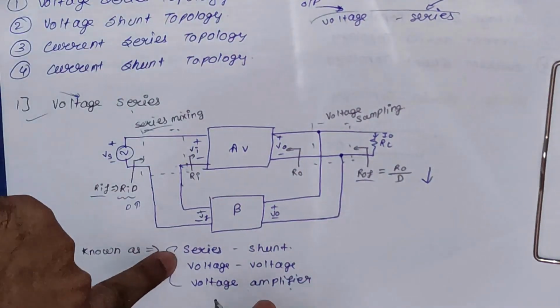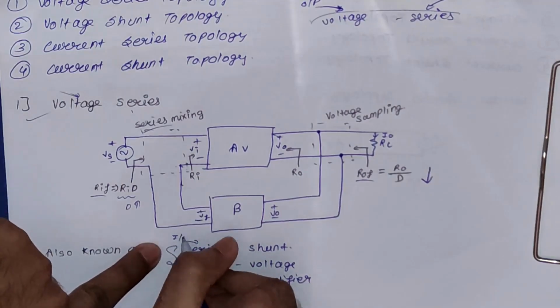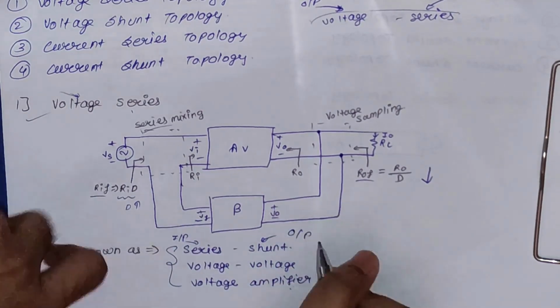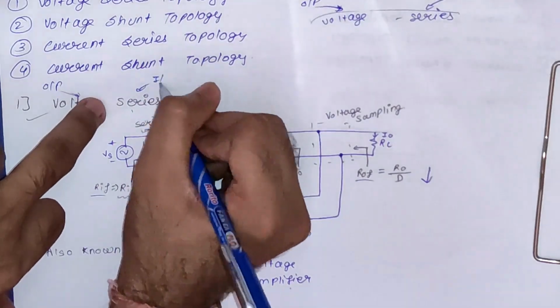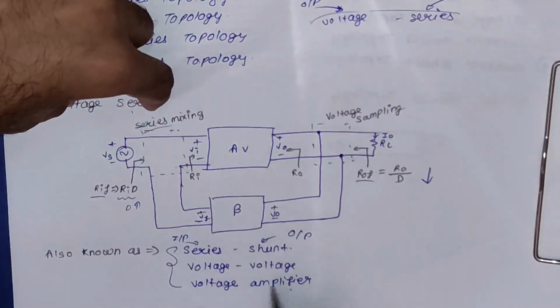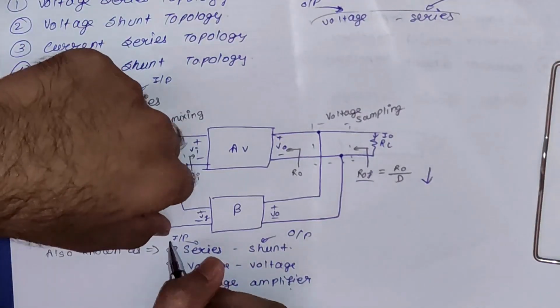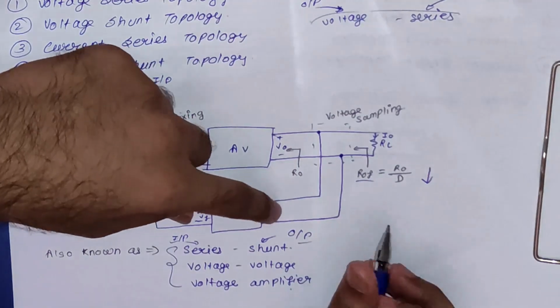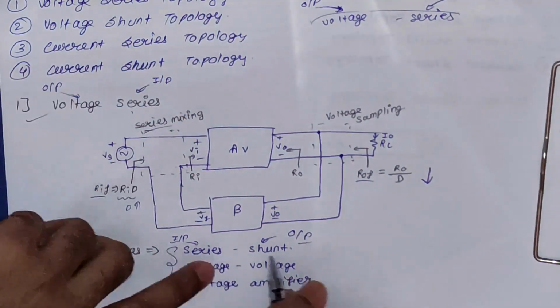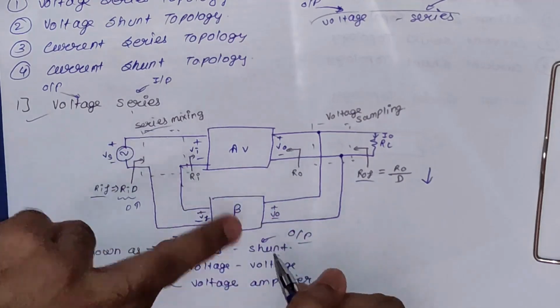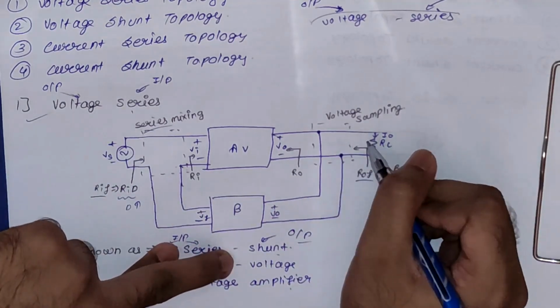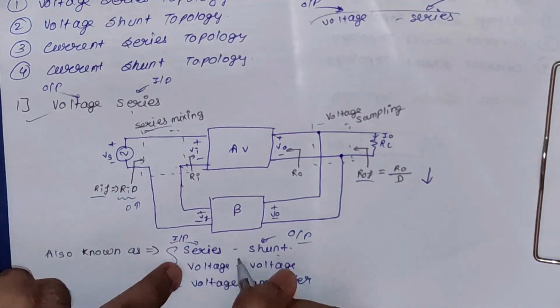In this format here we have an input and here we have an output, while in this format here we have the output first and here the input. Except this one, all others use this format only, that is, the first one will be input and the other one will be output. So this is what you can see in series-shunt. What it means is that at input we have series mixing and at output we have shunt sampling. So this is what series-shunt means.